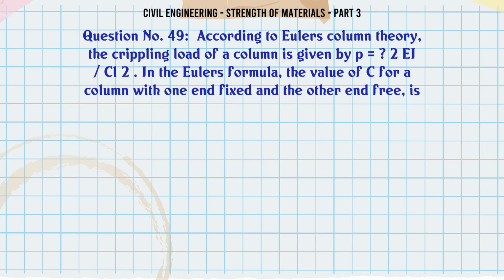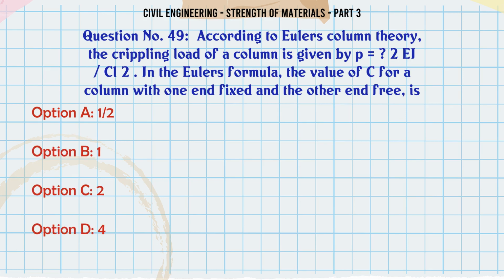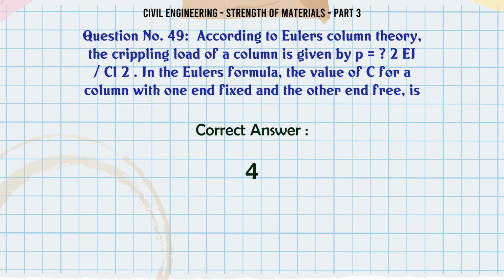According to Euler's column theory, the crippling load of a column is given by P = π²EI/CL². In Euler's formula, the value of C for a column with one end fixed and the other end free is A. 1/2, B. 1, C. 2, D. 4. The correct answer is 4.